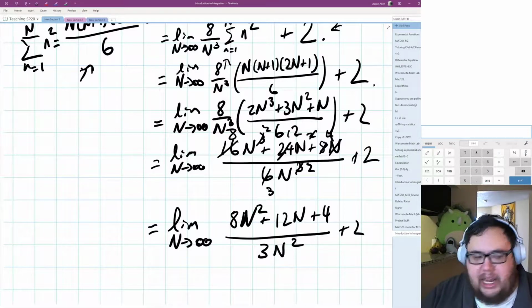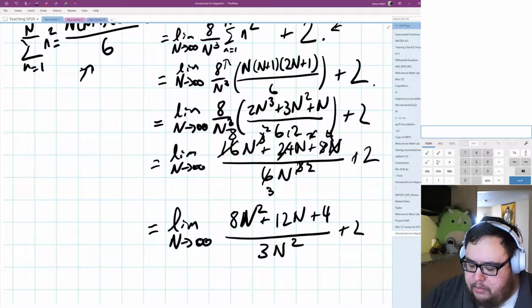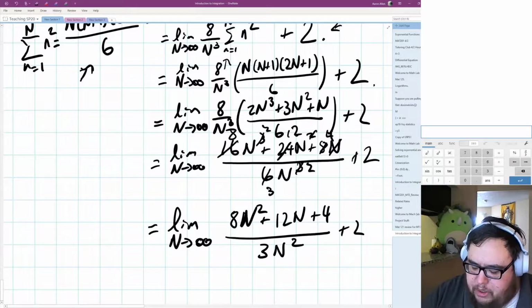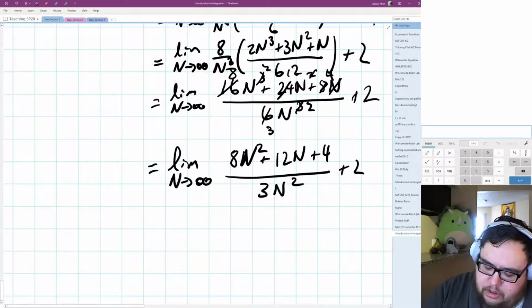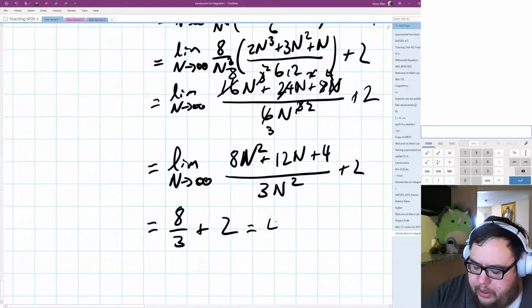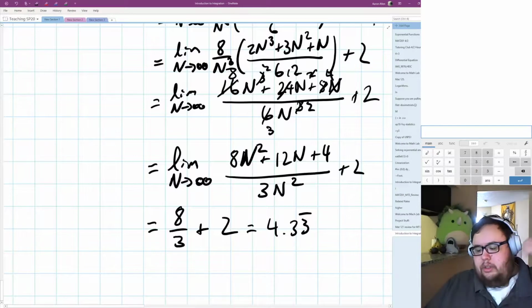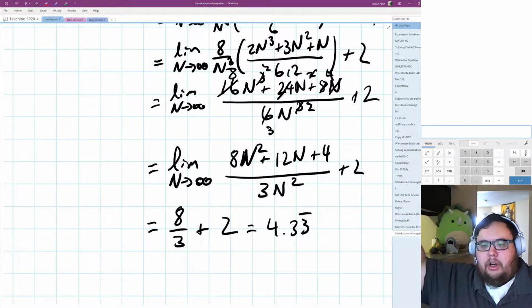And now we can actually just apply this limit, right? We know how to do that. We've been dealing with that all semester long. This is a rational function of N, where the degree of the top and the degree of the bottom is the same. So the limit as N goes to infinity is just going to be the ratio of the leading coefficients. So this is just 8 over 3 plus 2, or 4.33 repeating, which is in fact the exact value of our integral.